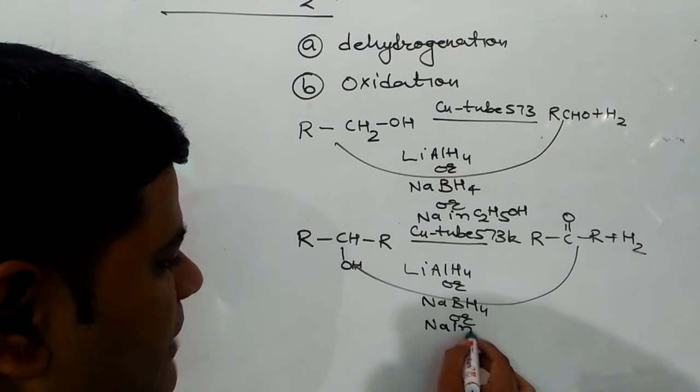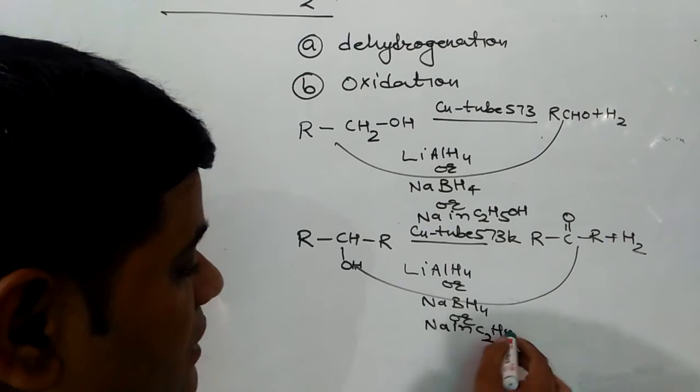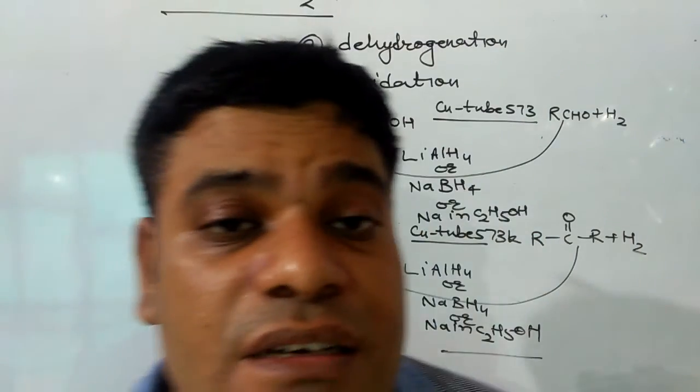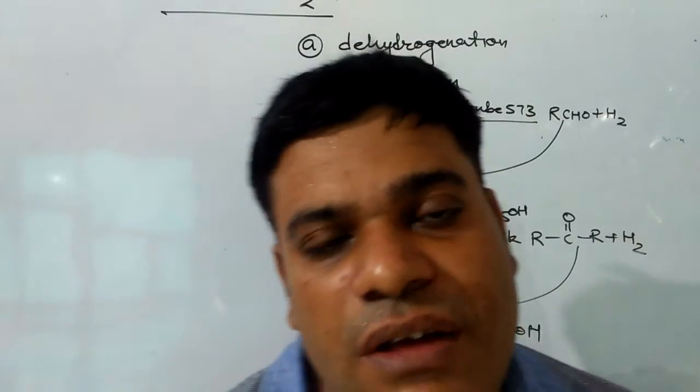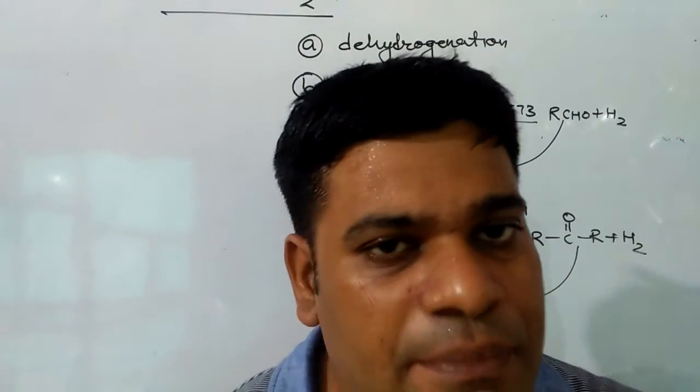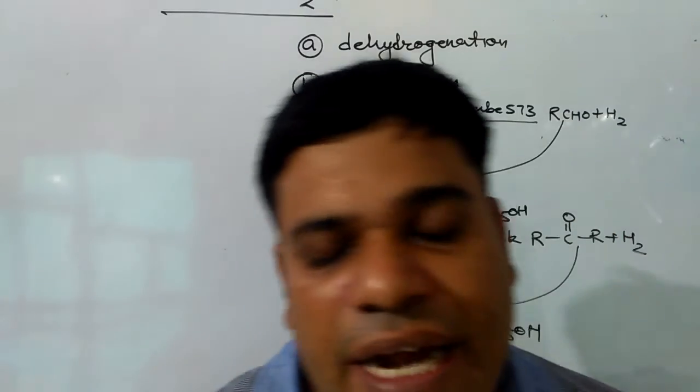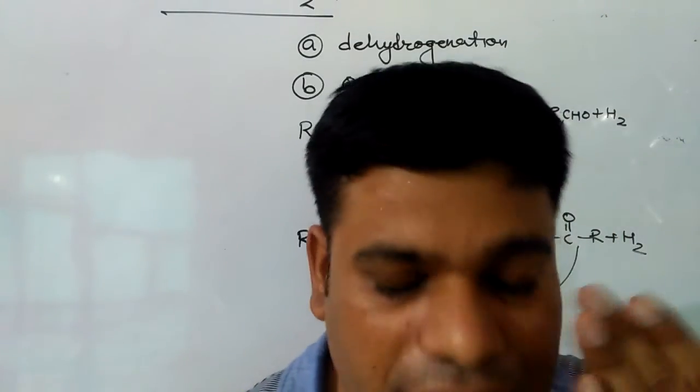And the last one is tertiary alcohol. Tertiary alcohol on passing through a copper tube undergoes dehydration to give alkene as a product. Primary alcohol will form aldehyde, secondary alcohol will form ketone, and tertiary alcohol will form alkene.